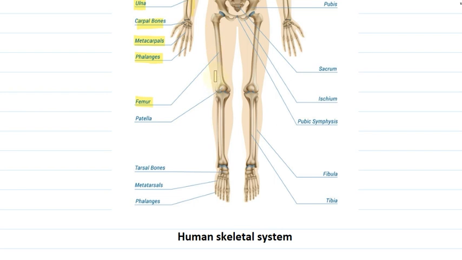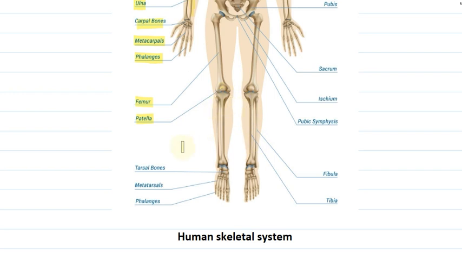So our thigh region has only one bone, which is the femur. Then there is the patella. This is a small bone located in front of the knee. We can see that it is located in the front of the knee joint where the femur and tibia meet. This one is the tibia, so where the femur and tibia meet, there is a bone called the patella.